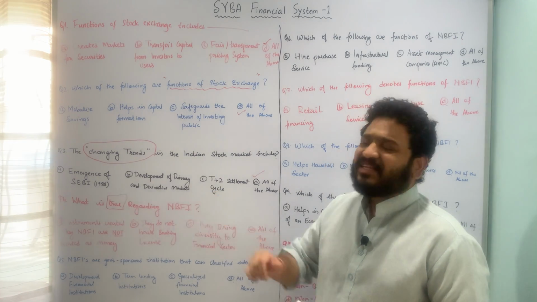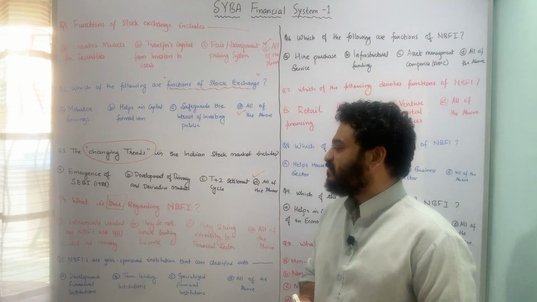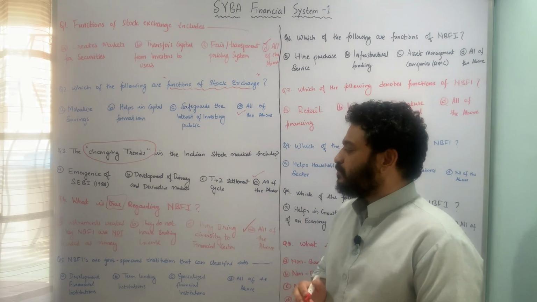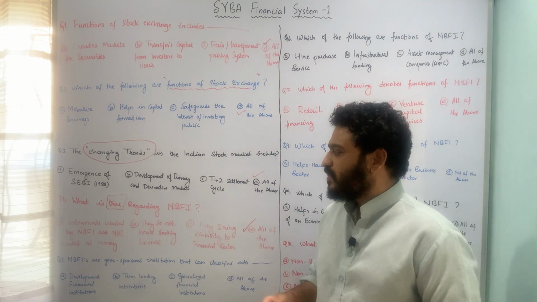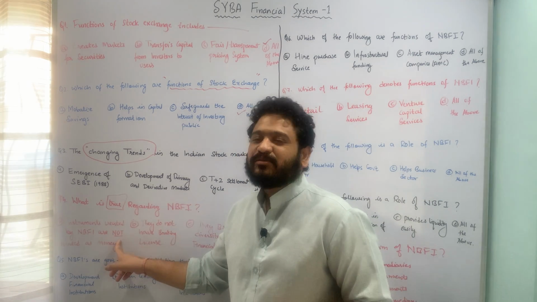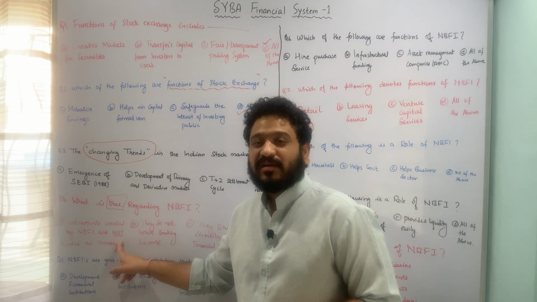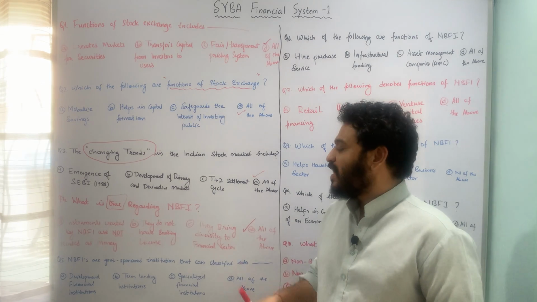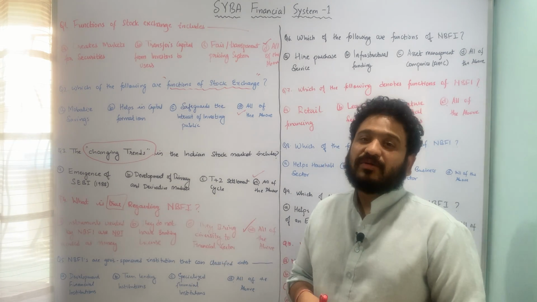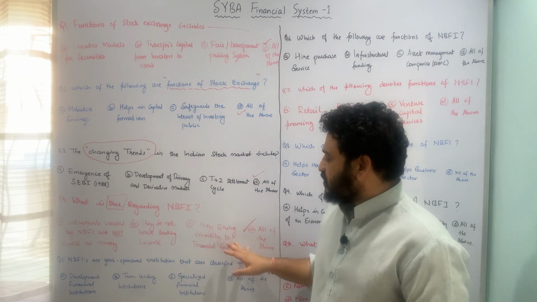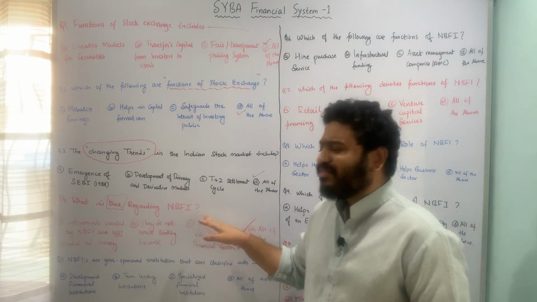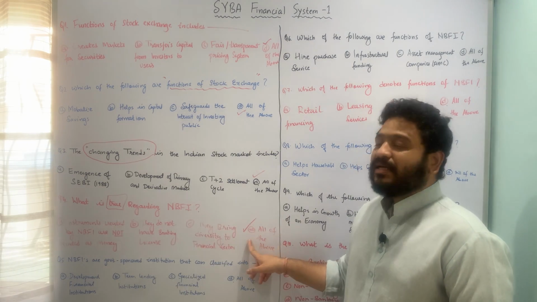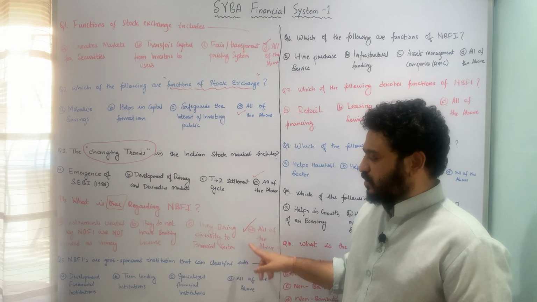So all these three things are true as far as NBFIs are concerned, and therefore all of the above is the correct answer. That means the instruments created by non-banking financial intermediaries are not treated as money. They do not have a banking license, and they bring diversity to the financial system in India. I hope these 3 points are clear, and they are all true with respect to non-banking financial intermediaries, and therefore option D, all of the above, is the correct answer.